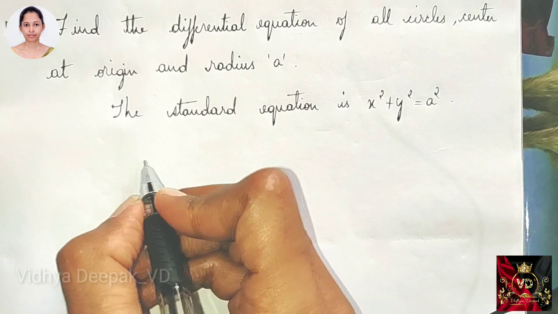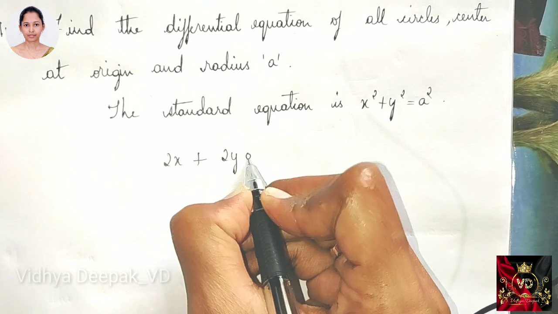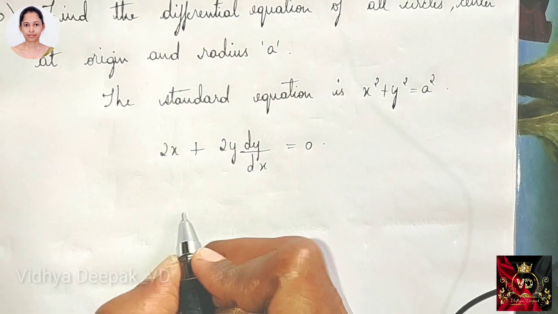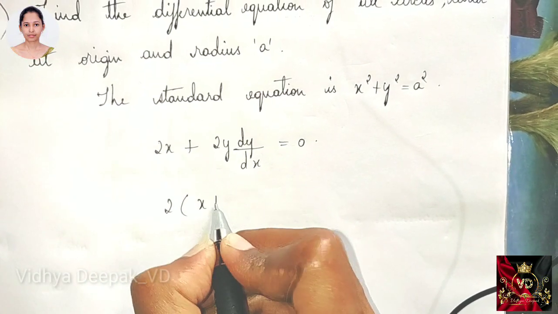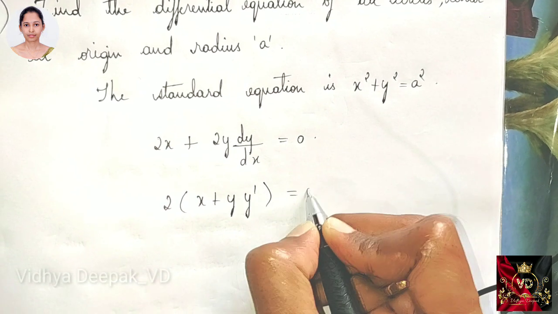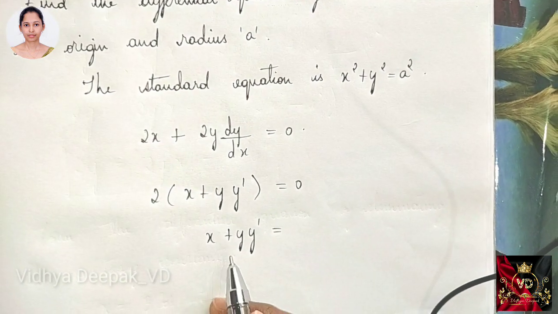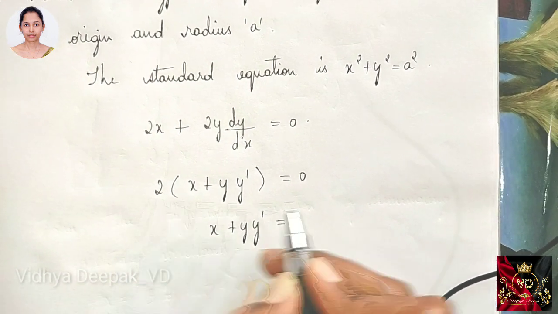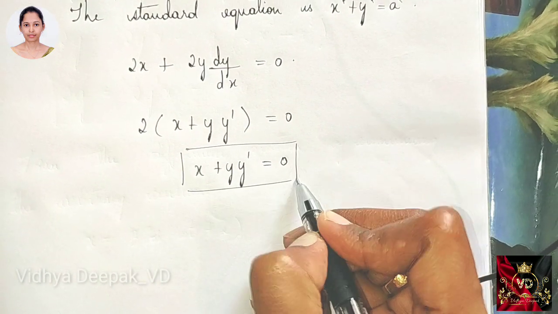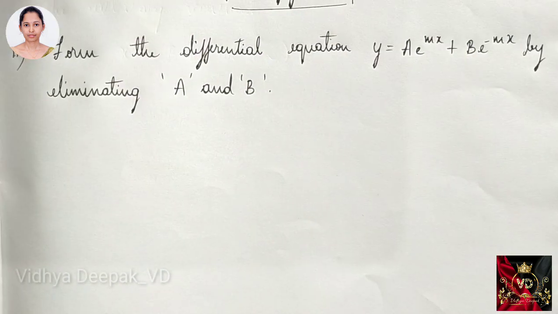So differentiating this, what do you get with respect to x? Okay, so 2x plus 2y dy by dx is equal to 0. So that is nothing but taking 2 common outside. x plus y, you can write dy by dx as y dash is equal to 0. So your required equation is x plus y into y dash is equal to 0. 2 you will bring it to the other side, so it vanishes. Let's get into our next question.